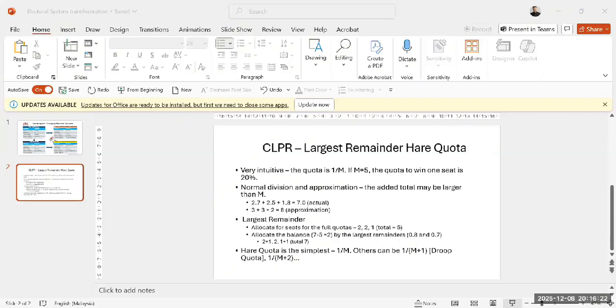Prof, your cursor is still pointing at some place. I'm not sure if I'm not seeing something. Okay, all right. I'll go slowly. Can you see largest remainder?